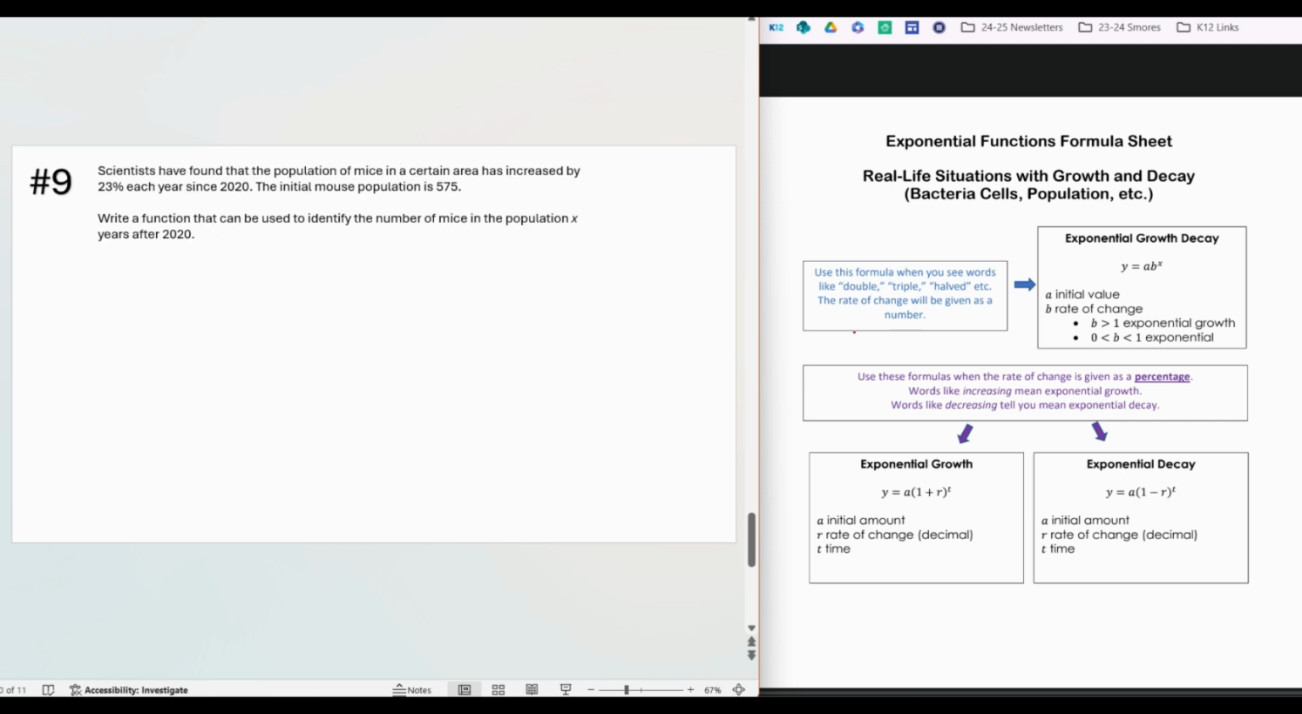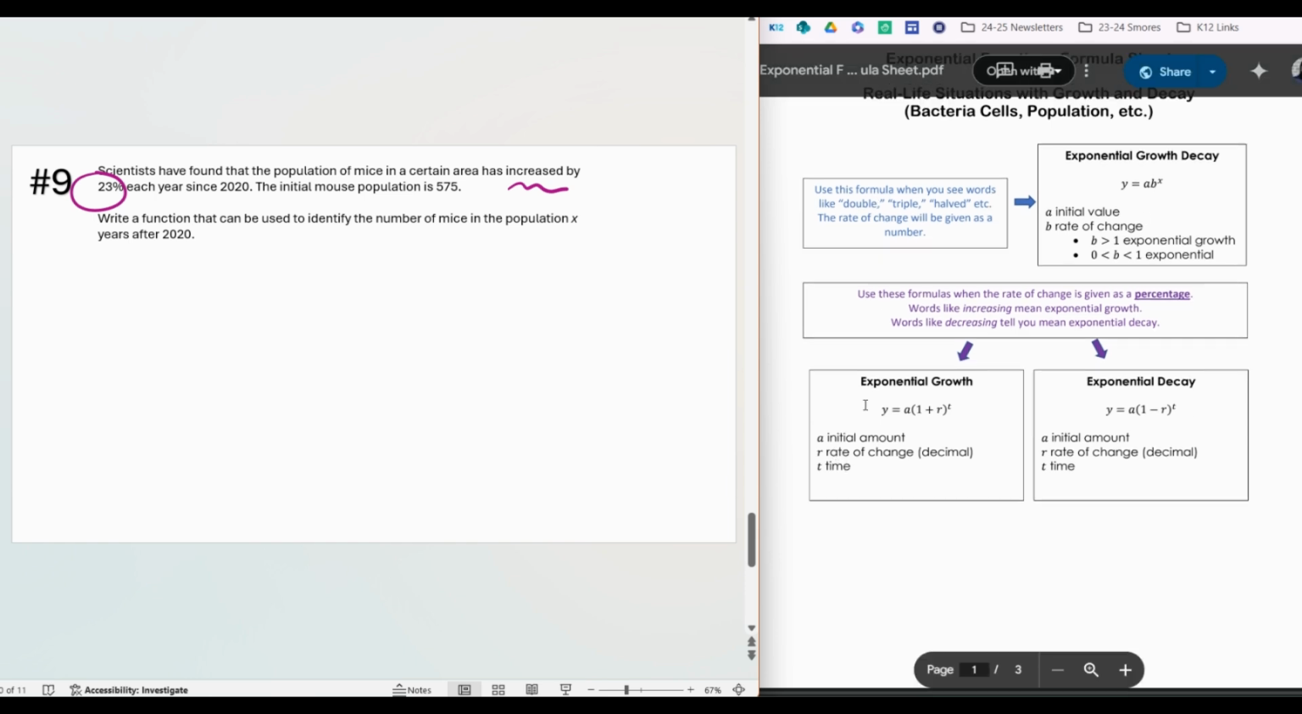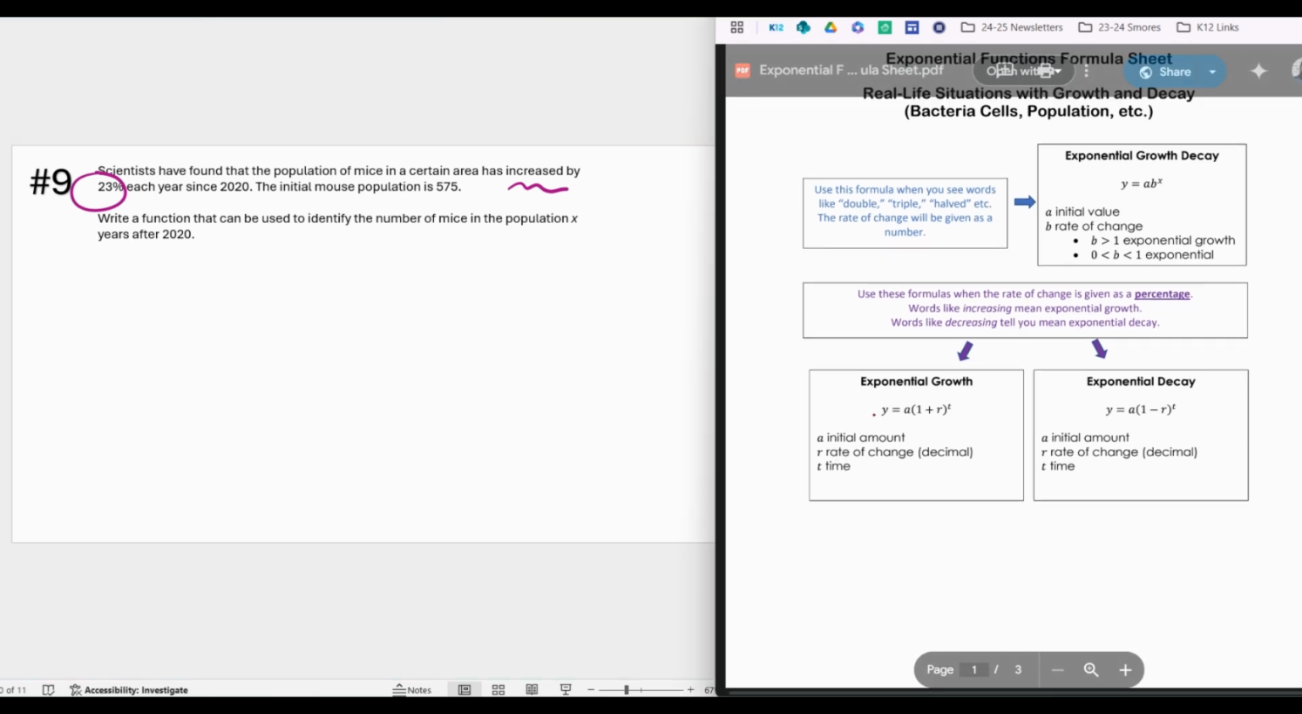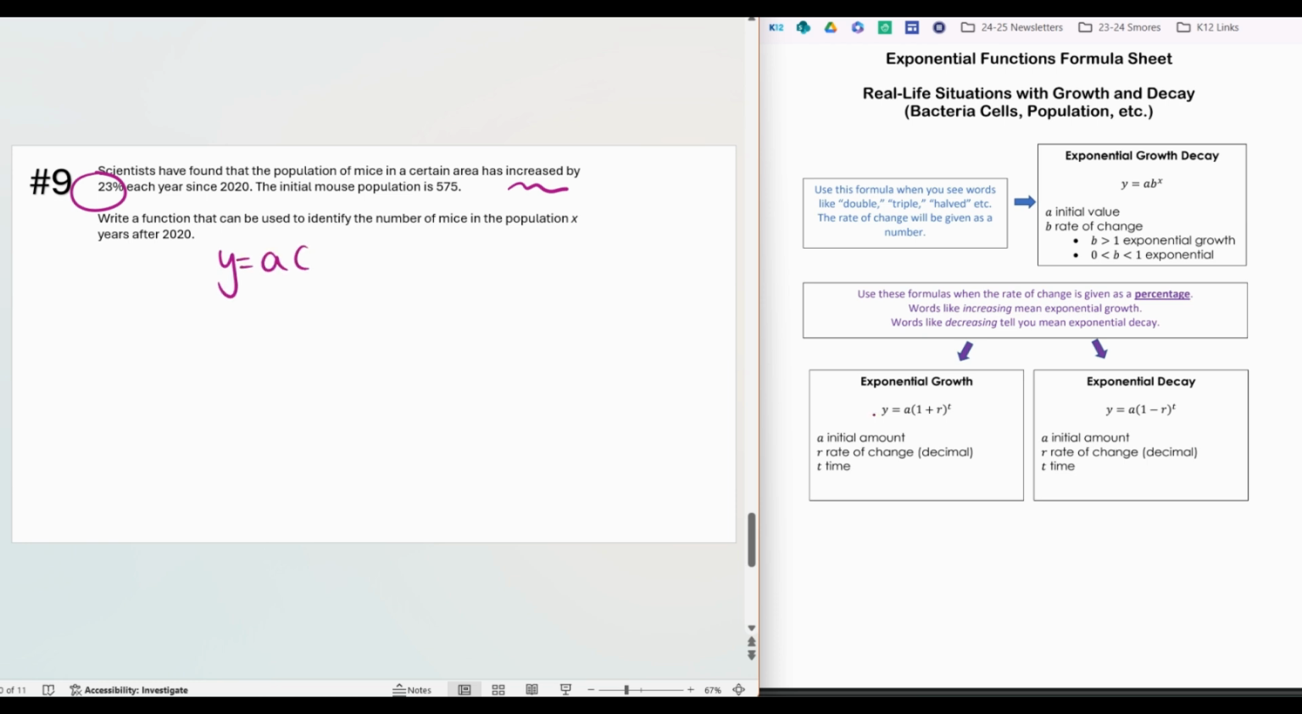Okay, so here it says scientists have found that the population of mice in a certain area has increased by 23% each year since 2020. The initial mouse population is 575. Write a function that can be used to identify the number of mice in the population X years after 2020. So it has a percentage, right? And it tells us that it's increasing. So if we have a percentage and we see increasing, that means we use the exponential growth formula. So we have y equals a times 1 plus r to the t, right?